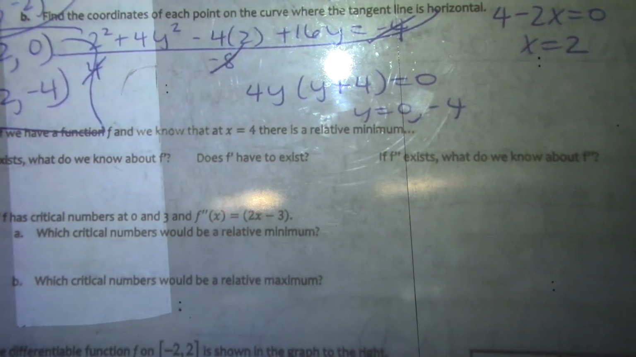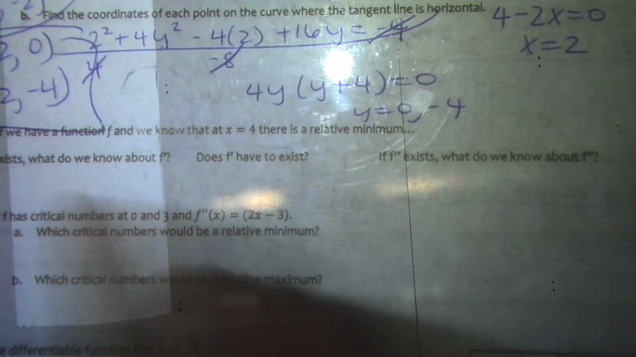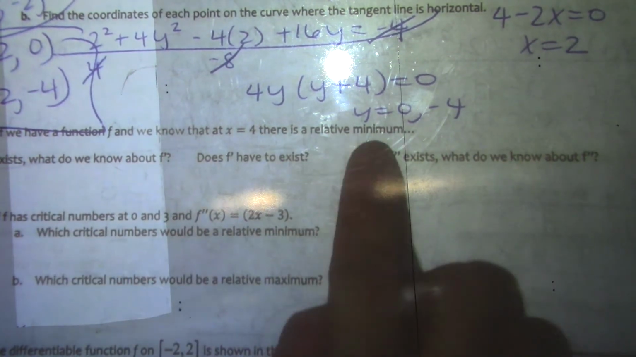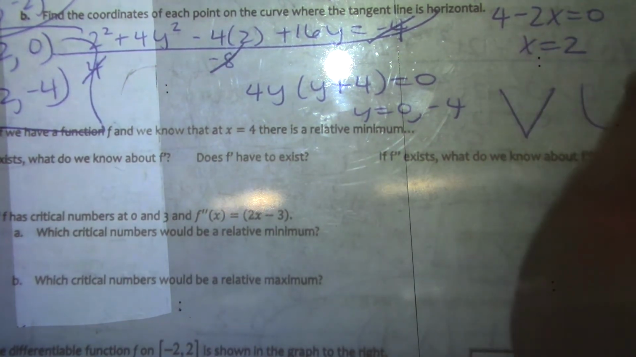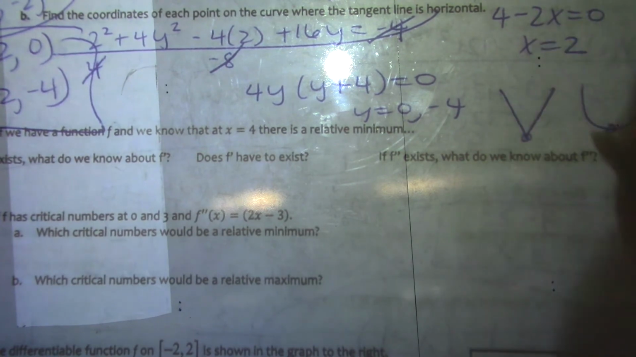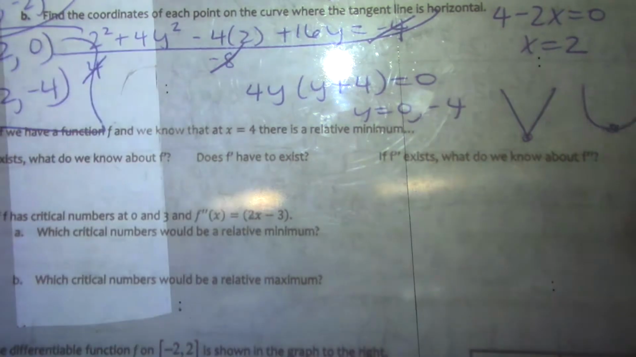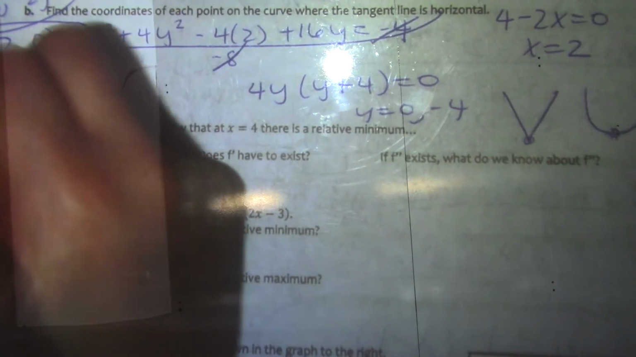Okay, we've got a function f, and we know that there's a relative minimum here. What do we know about f prime here? Well, at a relative minimum, it could look like this or it could look like this. If the derivative exists, then f prime is equal to 0.